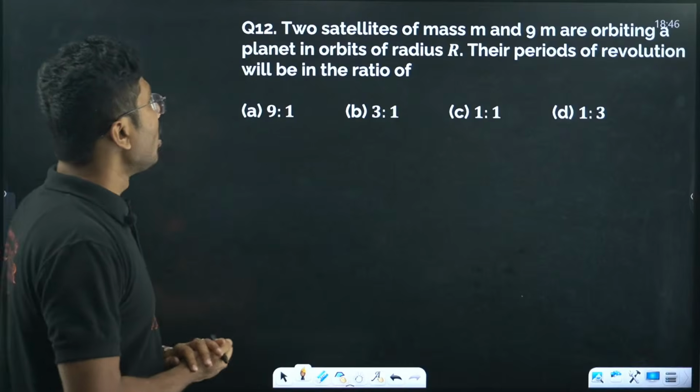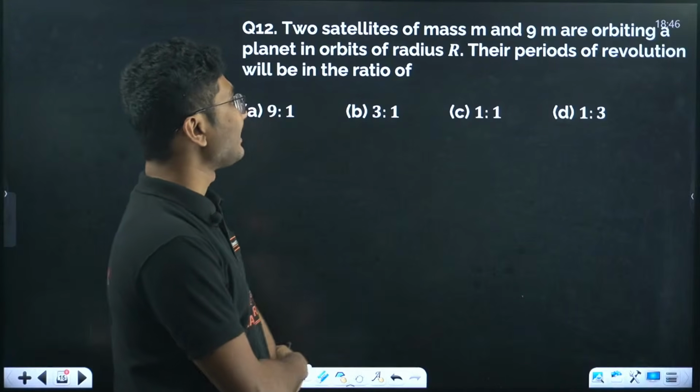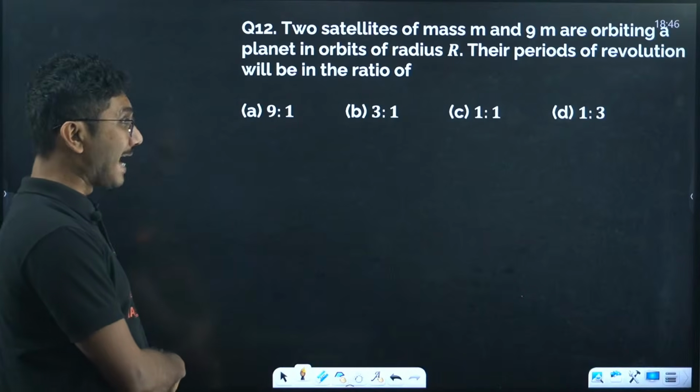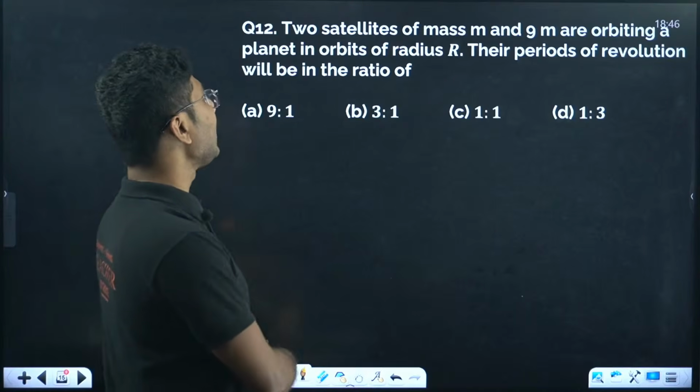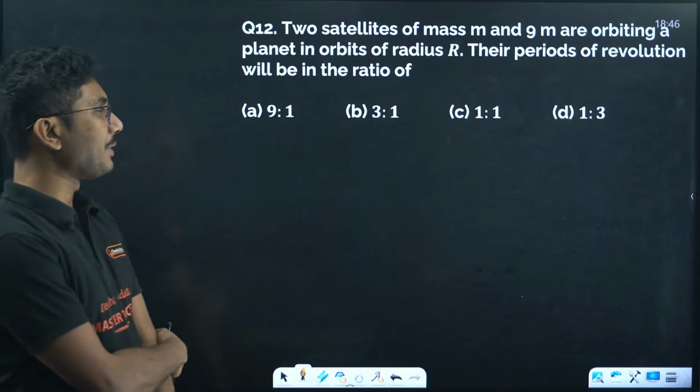Now next, 2 satellites of mass m and 9m are orbiting a planet in orbits of radius capital R.